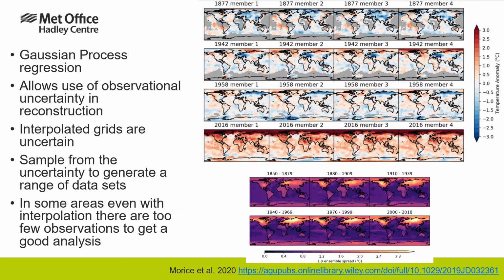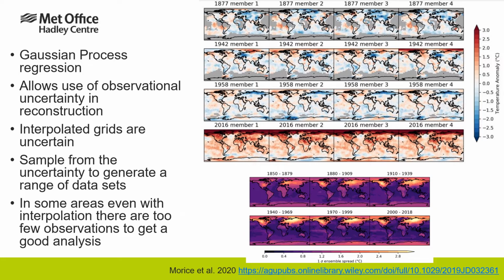So on the right-hand side here at the top, we have data from 4 years. So these are annual averages for 1877, 1942, 1958, and 2016. And these are temperature anomalies relative to 1961 to 1990 in this case. And then we have 4 ensemble members running from left to right. And if you look, say, at 1877, you can see that there are differences between the ensemble members. The size of the anomalies, the patterns of the anomalies are different in each case. And all of these are consistent with the available observations and consistent with the estimated covariance pattern in the data.